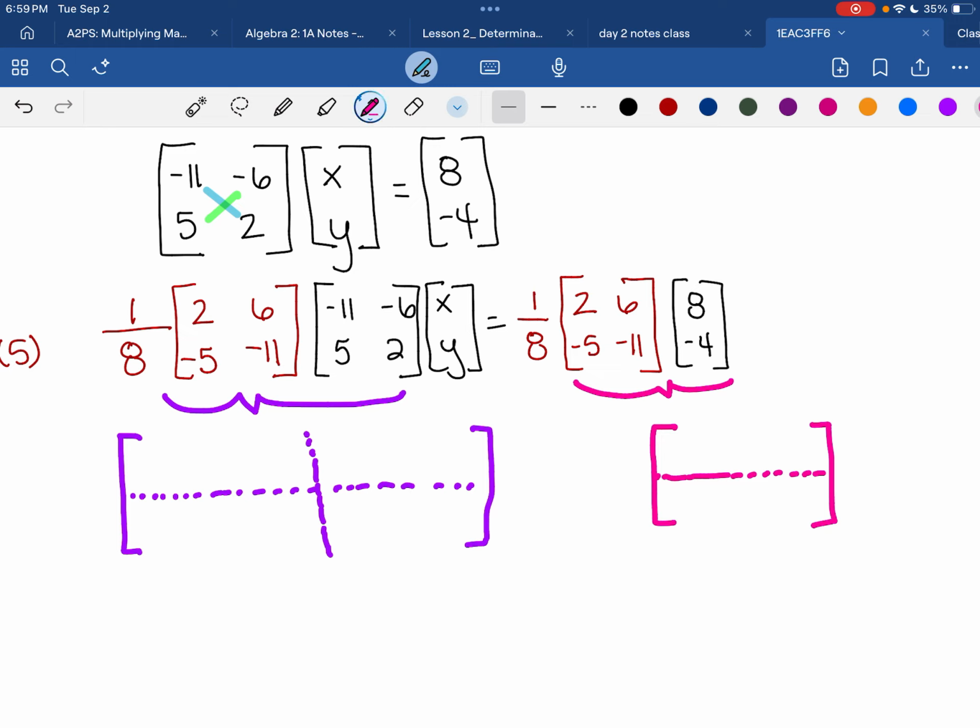So row 1 is 2. Whoops, wrong color. Let's go back to purple. 2 times something plus 6 times something.